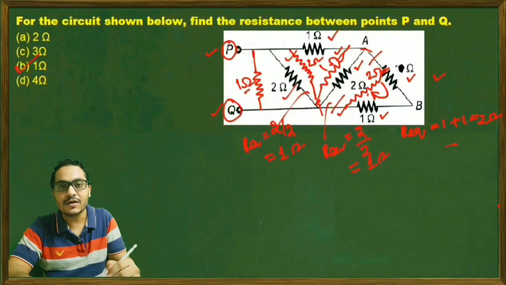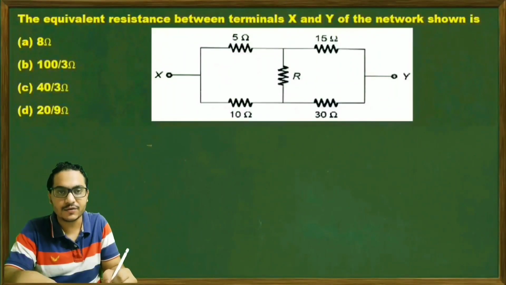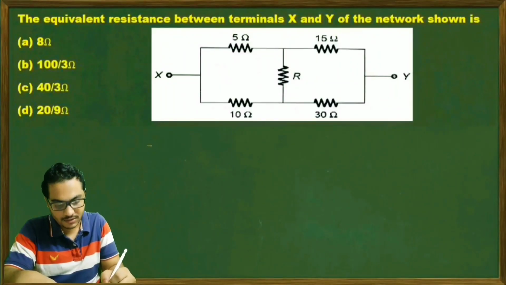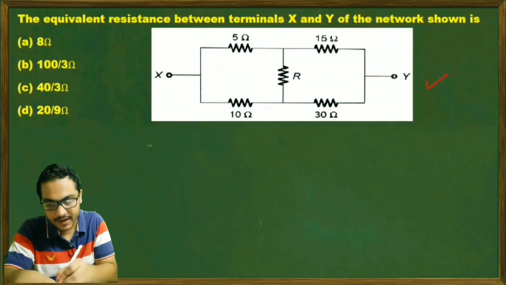Let's move on to the next question. This is our second question. In this question, a network is given and we need to find what is the equivalent resistance between the terminals X and Y.